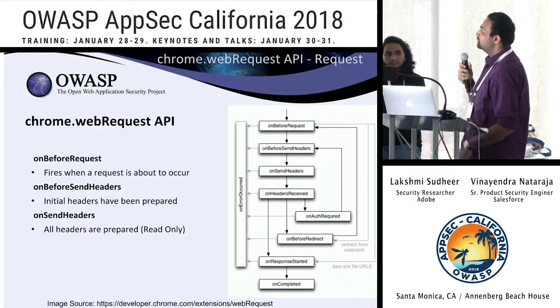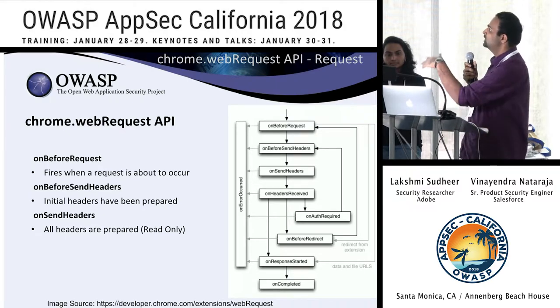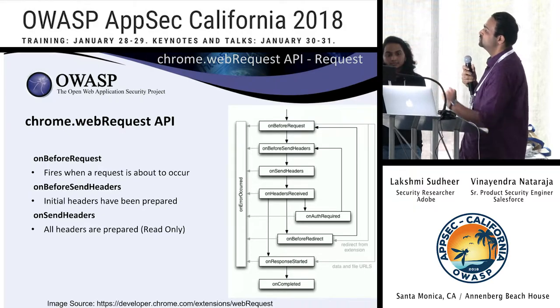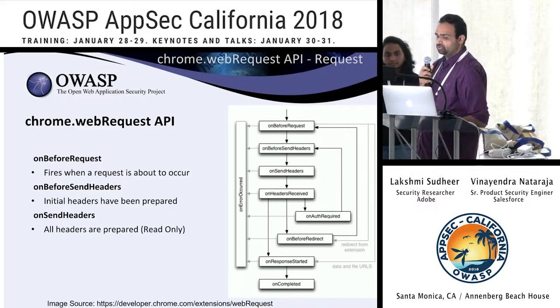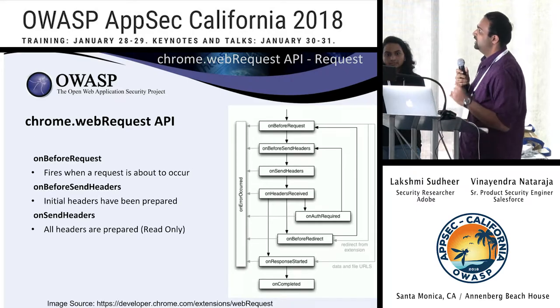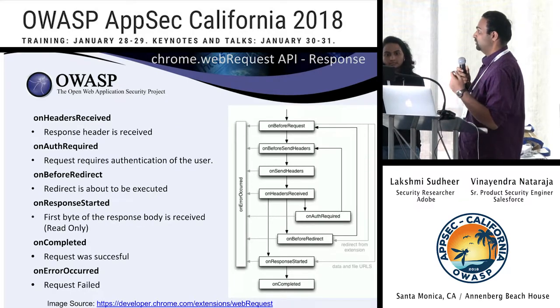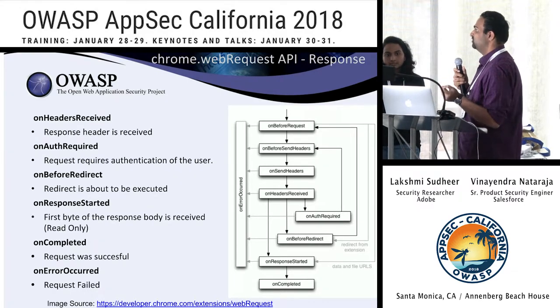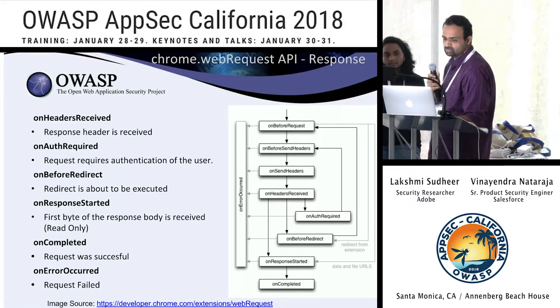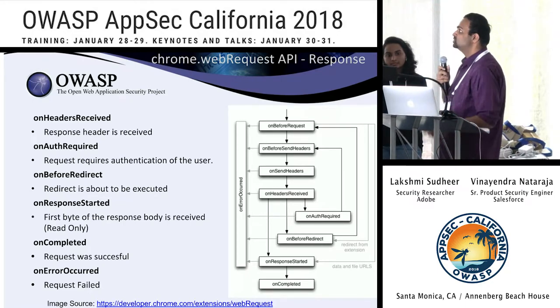Digging in more about the webRequest API, there are a bunch of methods that it supports. We are not going to dig into each one of these, but these three methods are for the request side of the communication. For the response side, there are the first four methods, and the last two are for when the communication is completed or if there's any error that happened.